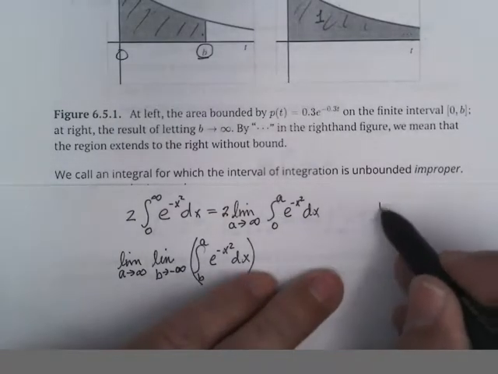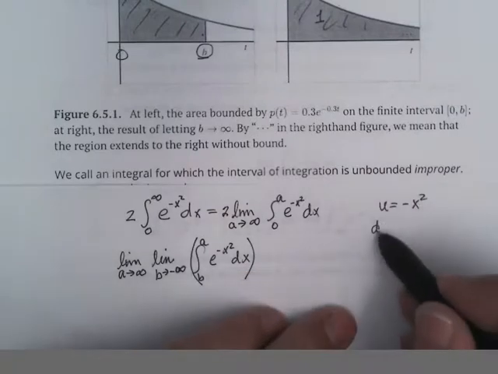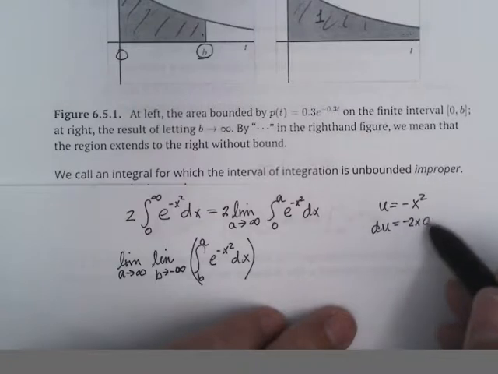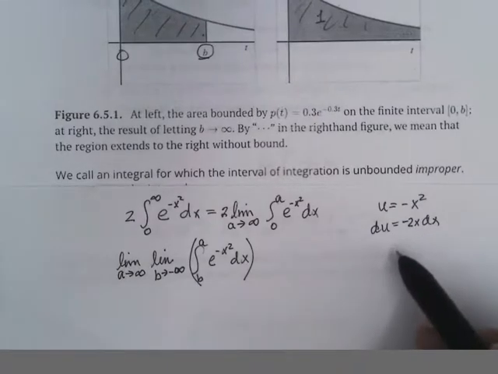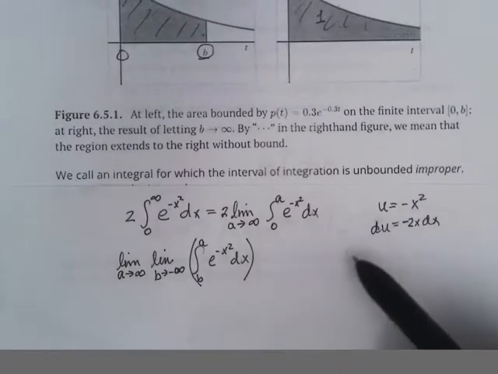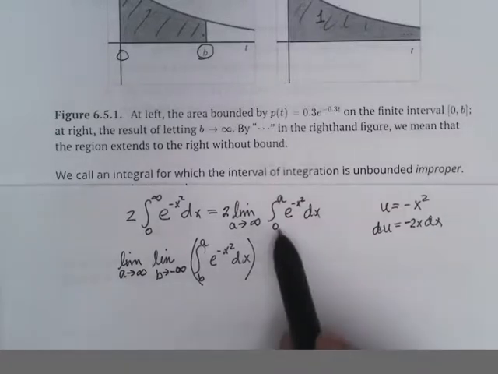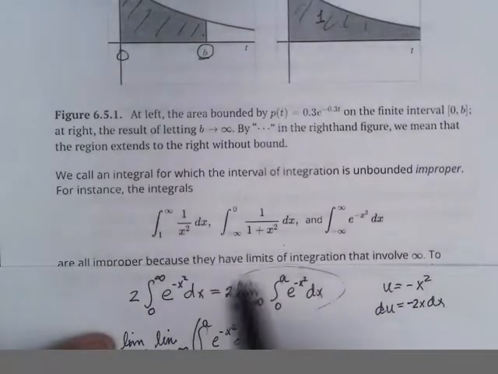Okay, I'm going to do a u sub. u equals negative x squared, then du would be negative 2x dx. And yeah, I don't like how that's working. I'm not sure how to integrate that right now, but that's how you would set it up. So I'm just going to leave that there. This is what we'd have to figure out.